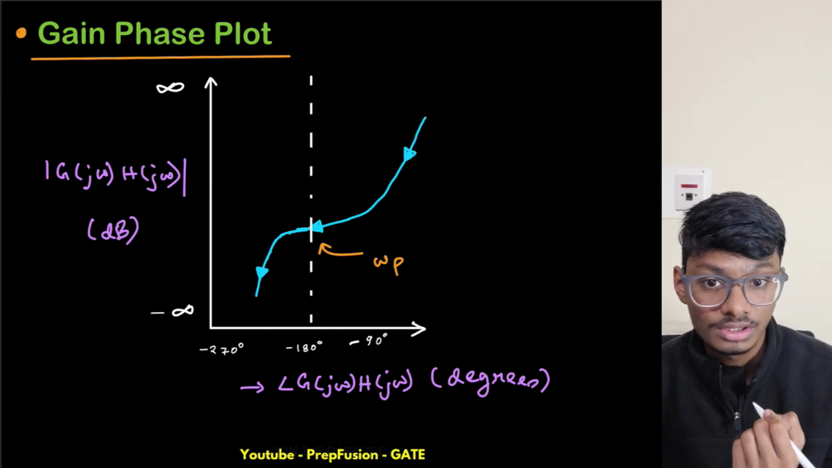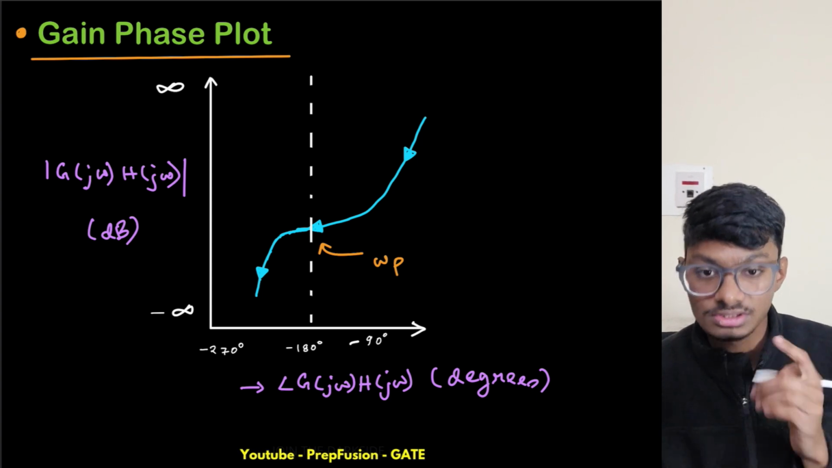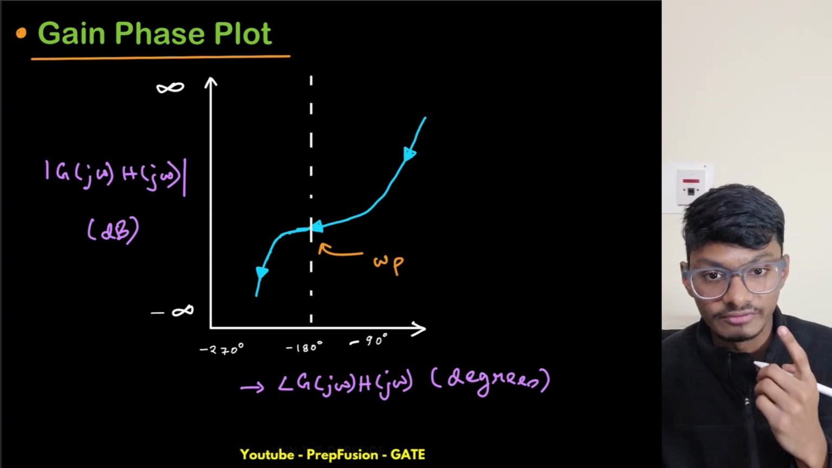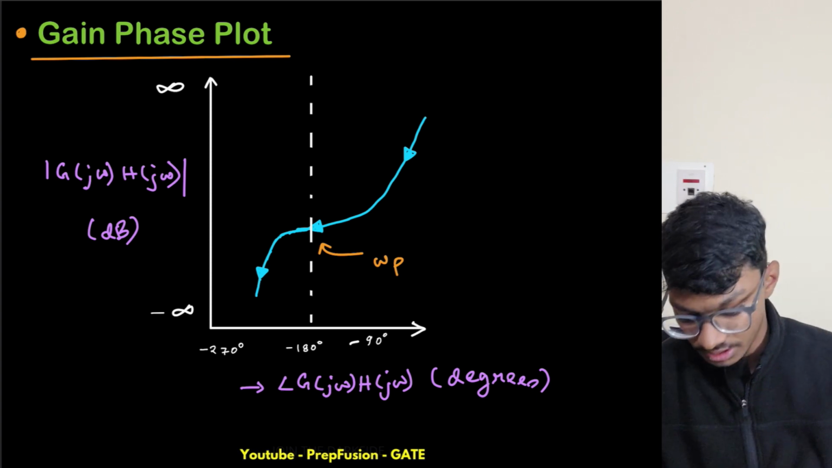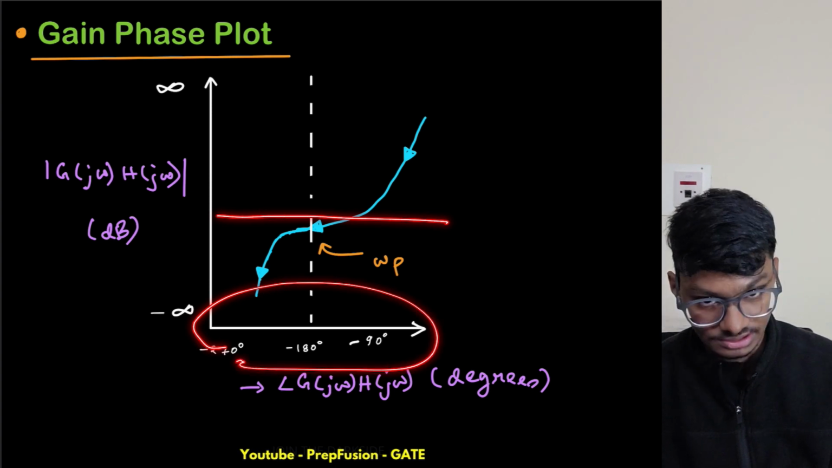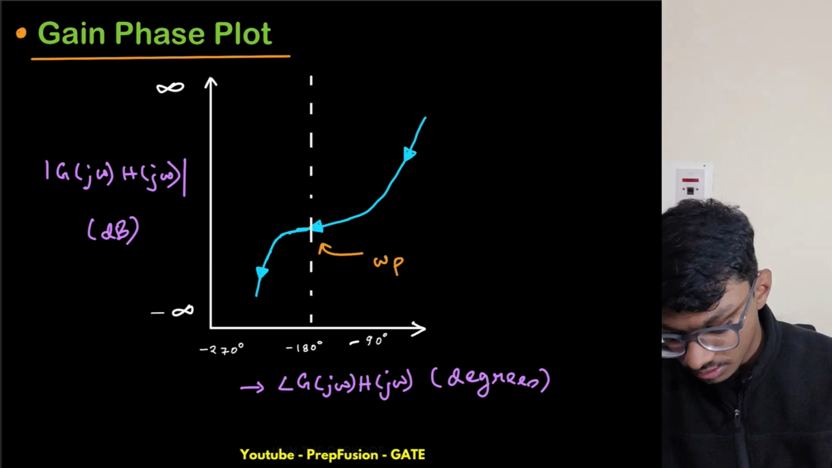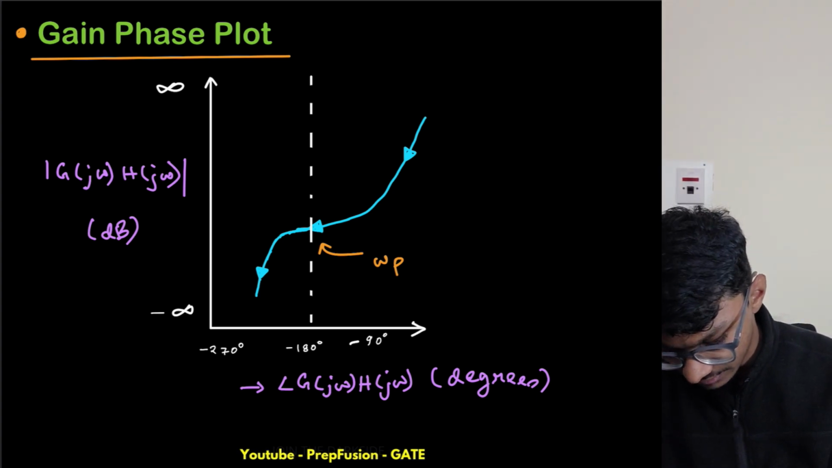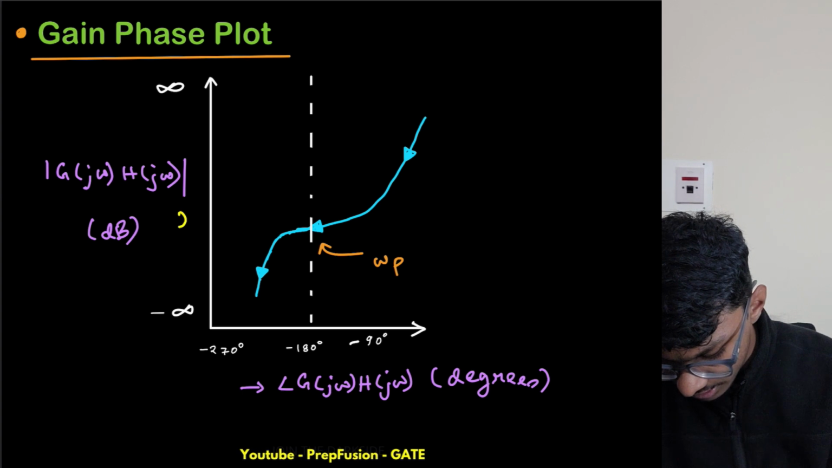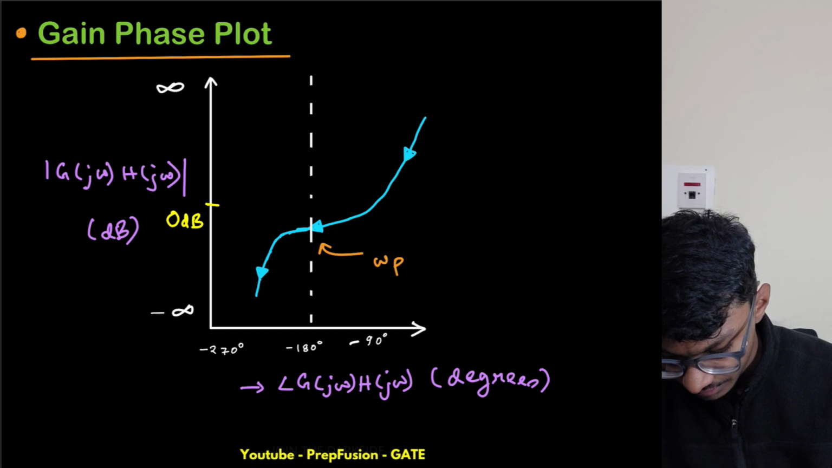And what happens at 0 dB? 0 dB is the gain at which the absolute value of gain is 1. So the gain of my OLTF is 1 at that frequency, right? So if I do the same, draw a line parallel to the x-axis, wherever it cuts, let's assume, this is just an assumption, this is my 0 dB point.